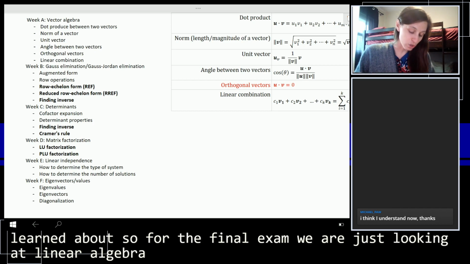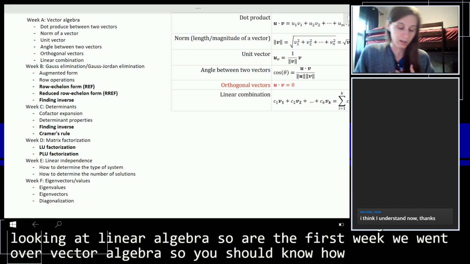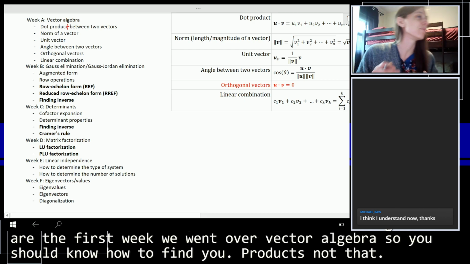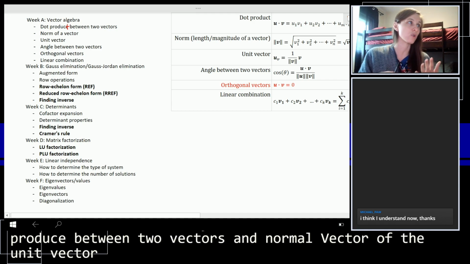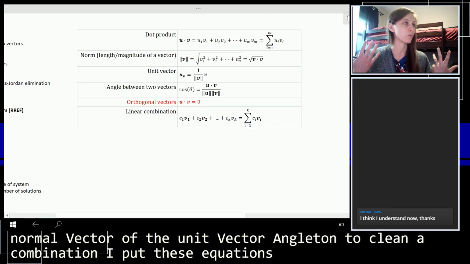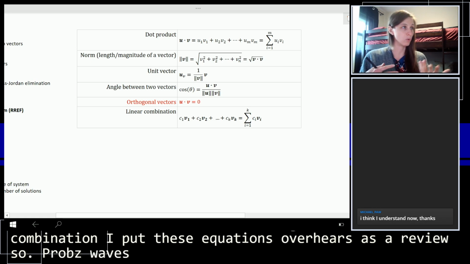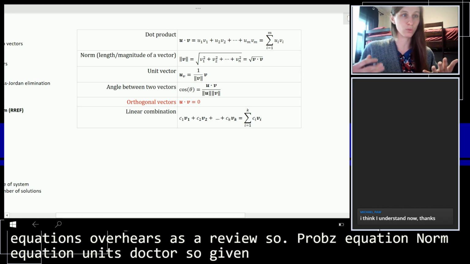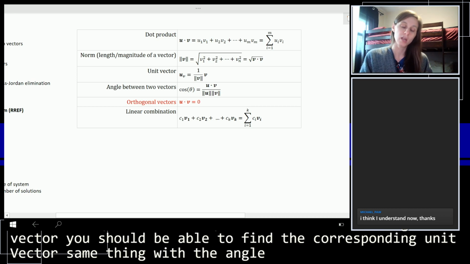The first week, we went over vector algebra. So you should know how to find the dot product between two vectors, the norm of a vector, the unit vector, angle between two vectors, orthogonal vectors, linear combination. I put these equations over here just as a review. So dot product equation, norm equation, unit vector. Given a vector, you should be able to find the corresponding unit vector. Same thing with the angle between two vectors.